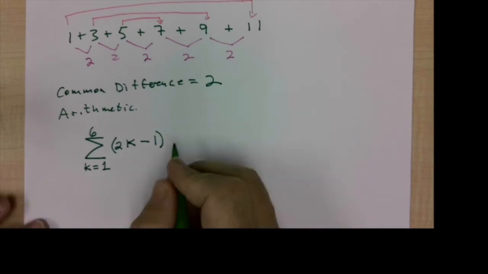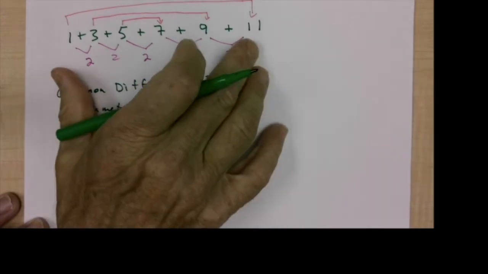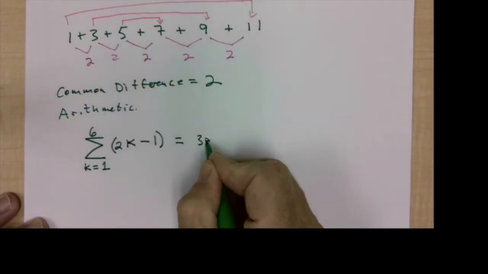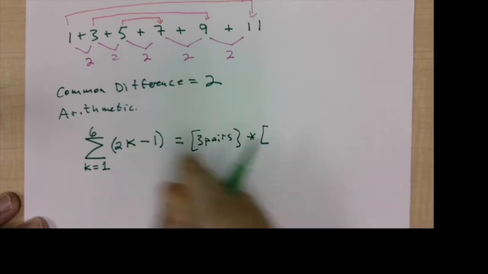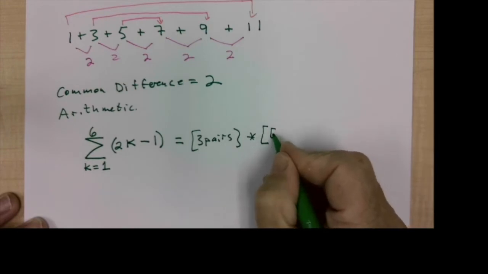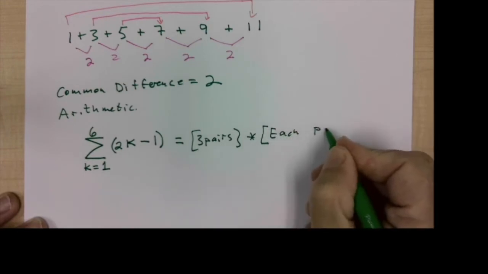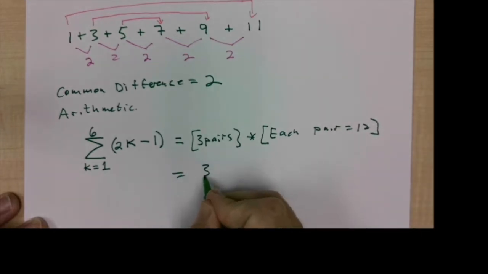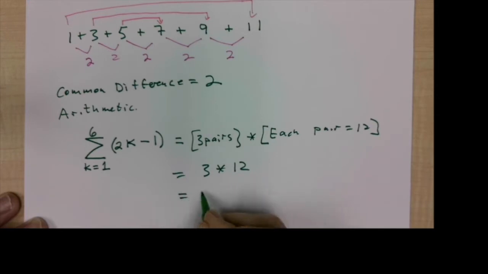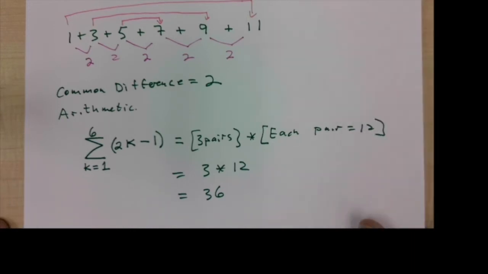So how do we do that? What is this going to equal? Well, I have a total of 6 numbers or 3 pairs times what is each pair worth? Each pair is 1 plus 11. Each pair is 12. So the sum becomes 3 times 12, which is 36. So that's a way for us to add all of these numbers. So let's take a look at another one.